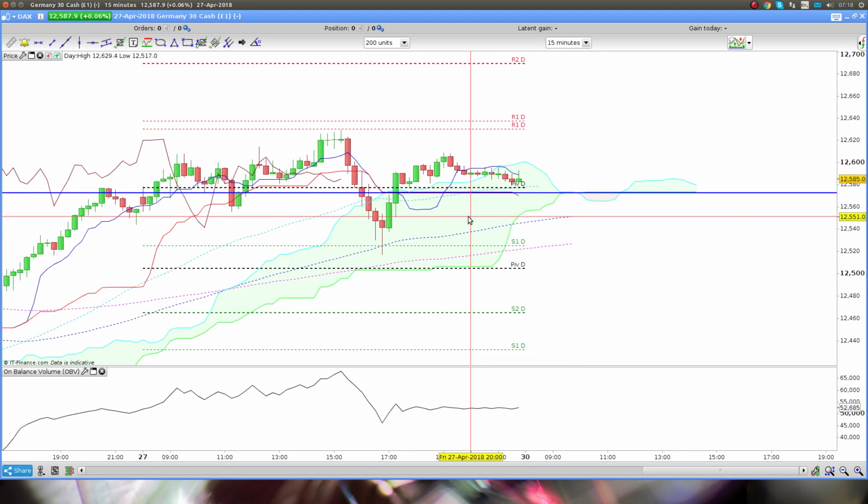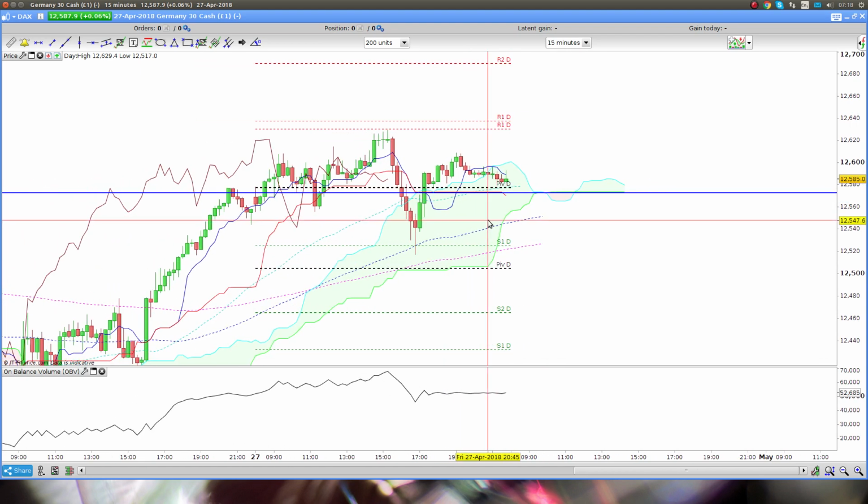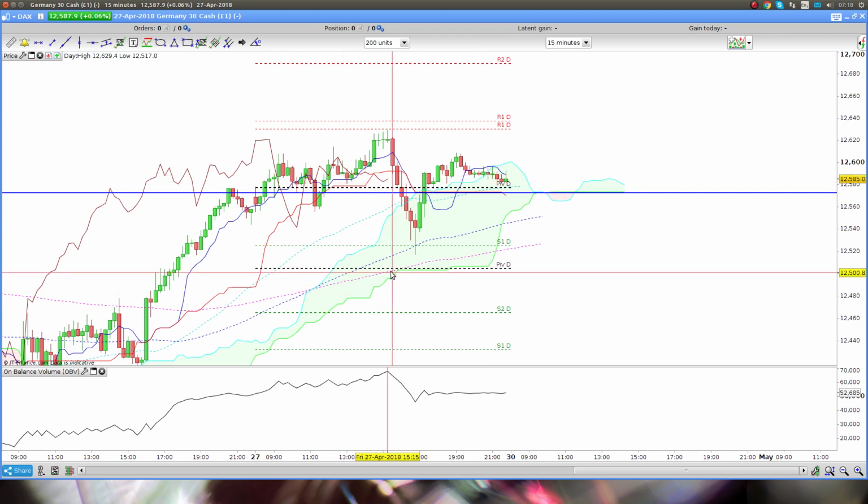Okay, so those are the 3 things that I watch for on Ichimoku. It is Tekan-sen, Kijun-sen, and any flat cloud. As simple as that, guys.